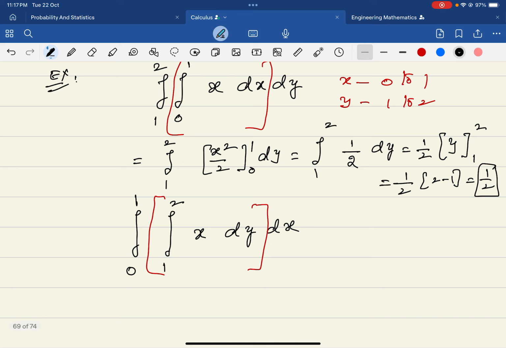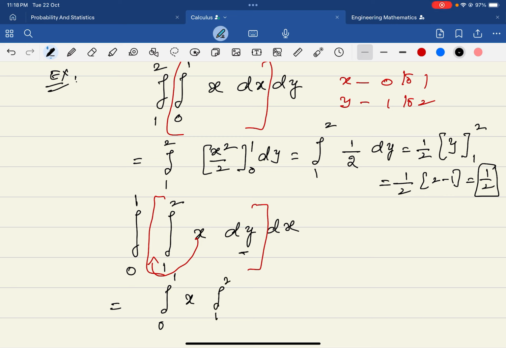So, now let us see the values here. That is the integral from 0 to 1. Now here you are integrating with respect to y, so we have to send this x outside of the integration, because you are not integrating with respect to x. So now let us take x outside.